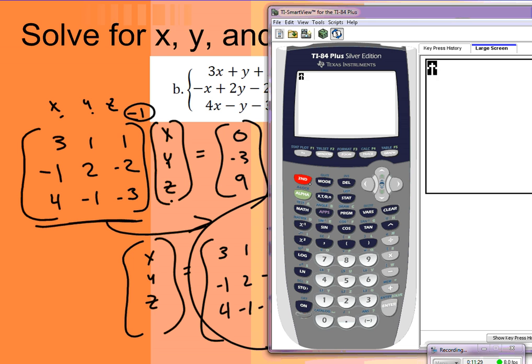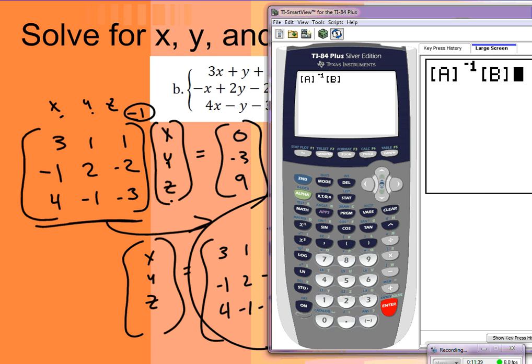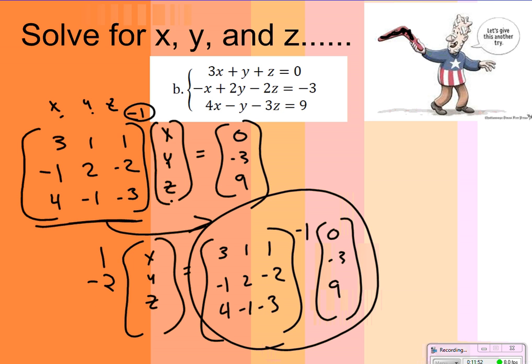So here's what I do. I go to second matrix, A, inverse, second matrix, B. Like that. So just what I wrote down before. When I do that, I get 1, negative 2, and 1. So that means X is 1, Y is negative 2, Z is 1. There's my answer.